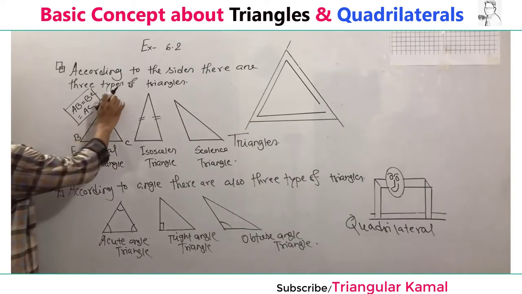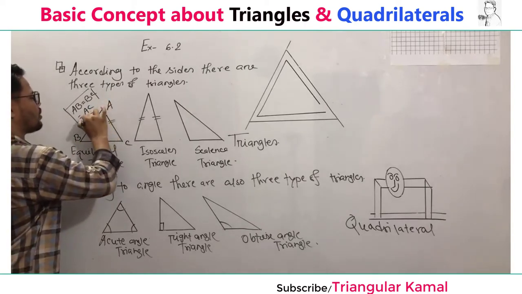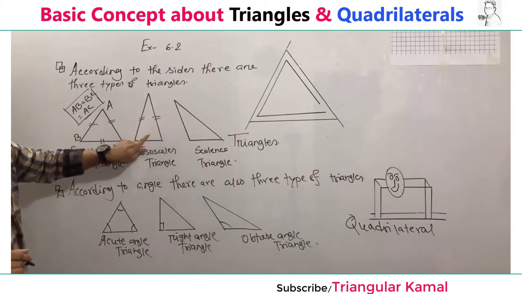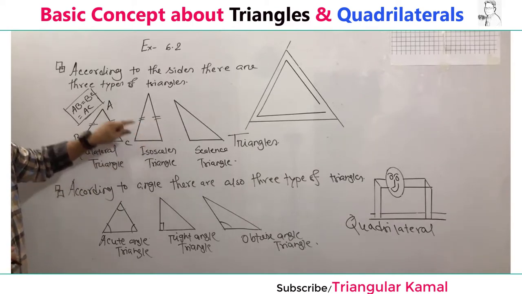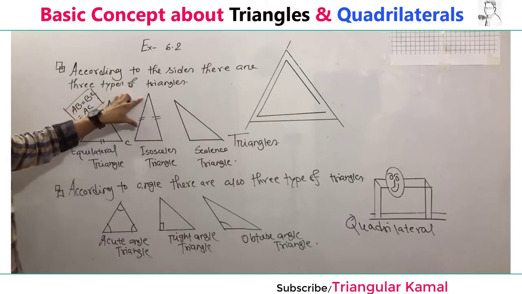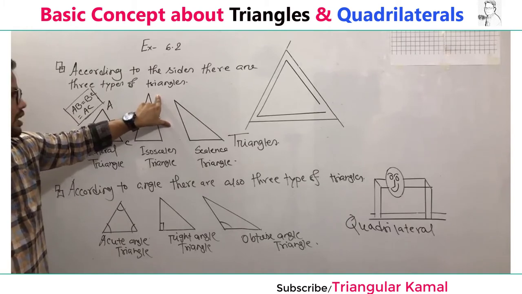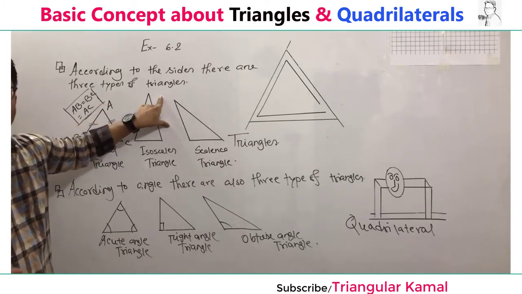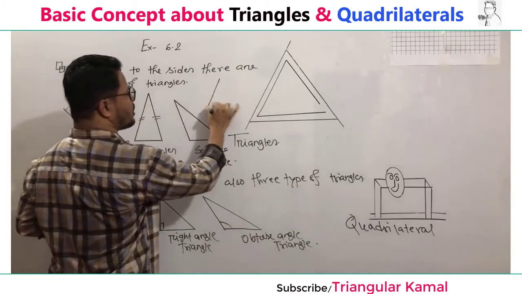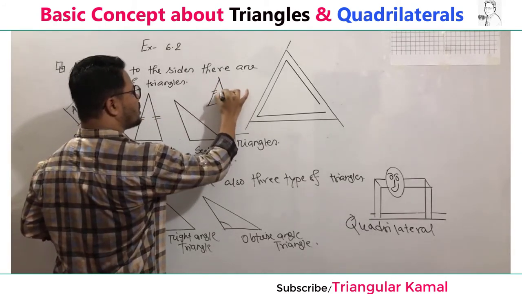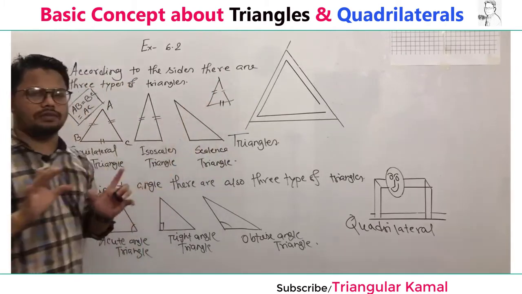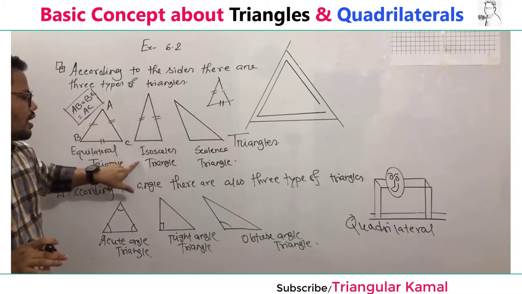Equilateral triangle, all sides will be equal, and here the 2 sides are equal and one side is not equal. If this one is 5 centimeter, this side will be 5 centimeter. So this is the isosceles triangle when the 2 sides are equal. It may be like this, that these 2 sides are equal, this one is not equal. So any 2 sides may be equal. This triangle is called isosceles triangle.